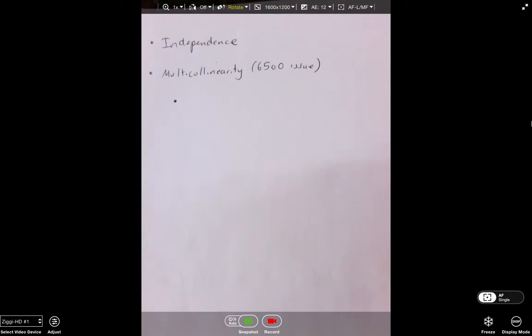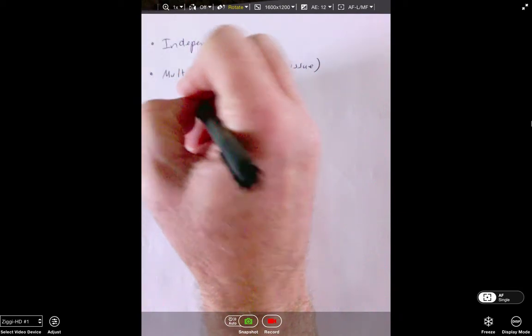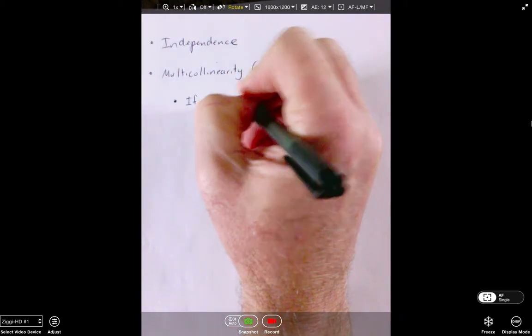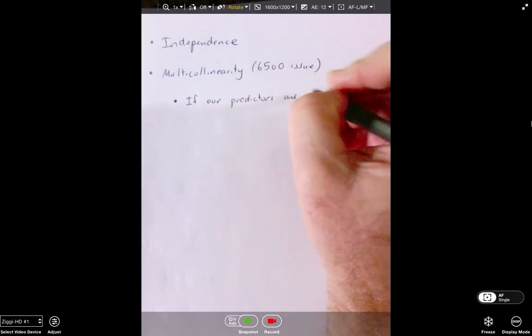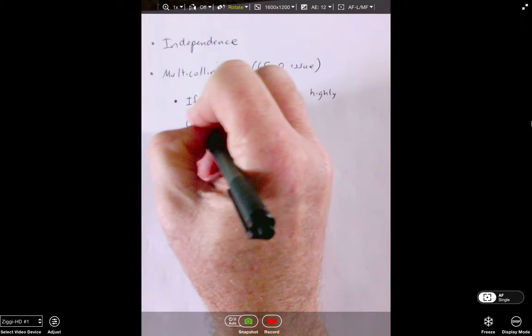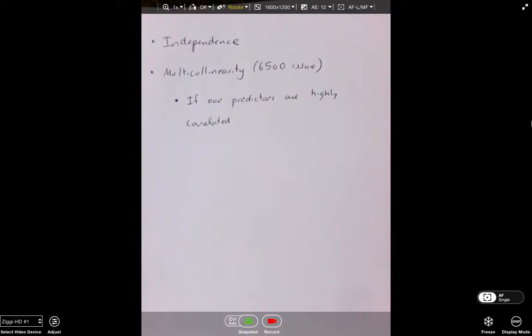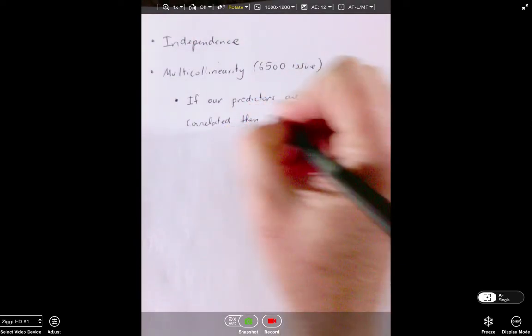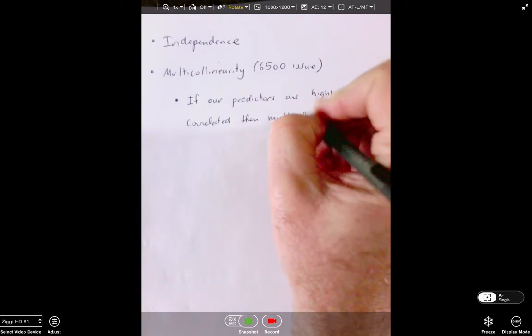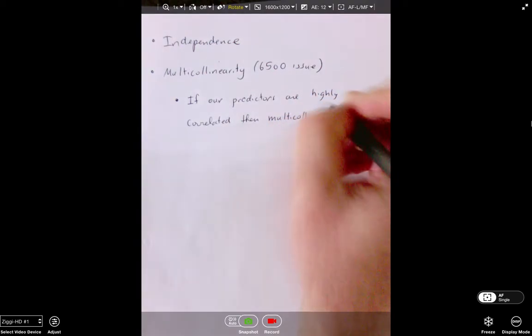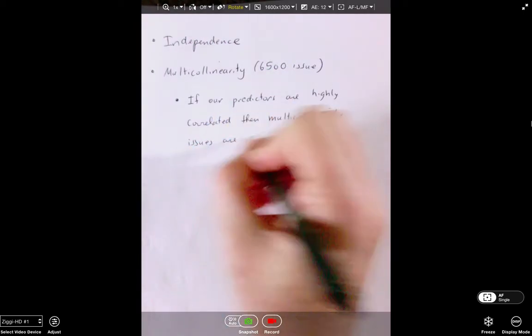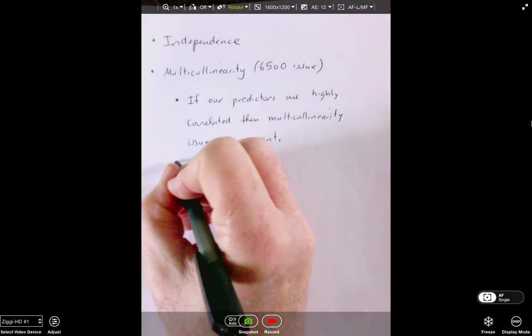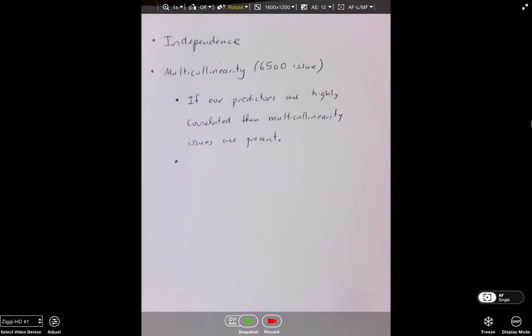All right, guys. In a nutshell, if predictors are highly correlated, then multicollinearity issues are present. And multicollinearity issues do all sorts of crazy things with the error sum squares. But I think one way to examine multicollinearity is look at the most extreme case.